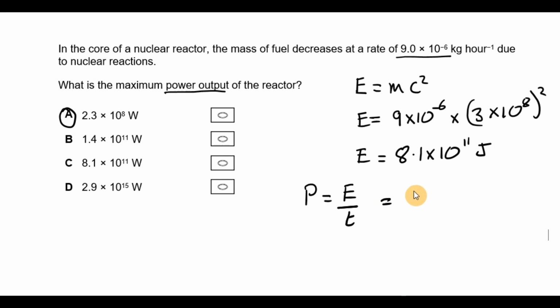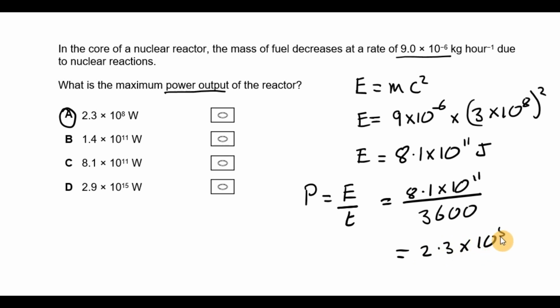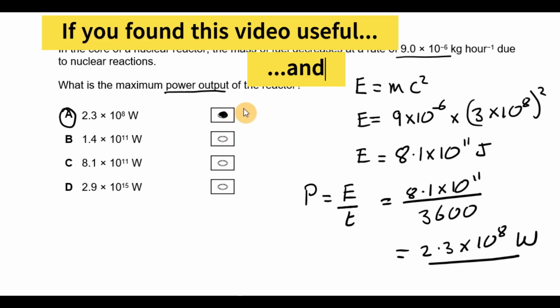So the power output is 8.1 times 10 to the 11, the amount of energy that's given out in the amount of time. Well, 1 hour is 3,600 seconds, and you'll get an answer of 2.3 times 10 to the 8 joules per second, which is watts. Answer A.